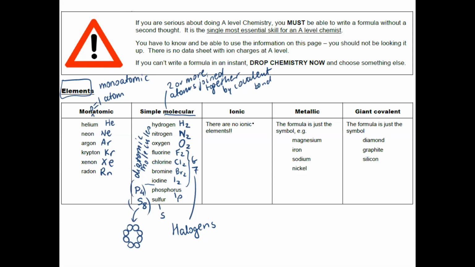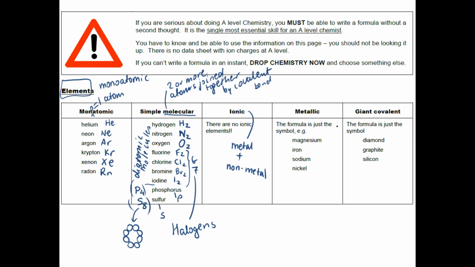There are no ionic elements. Can you pause for a second and think why? Right, for ionic substances, we need to have a metal reacting with a non-metal, right? So a metal reacting with a non-metal will give you 2 different elements. So you can't have an element that's ionic, right? So obviously there's nothing there.